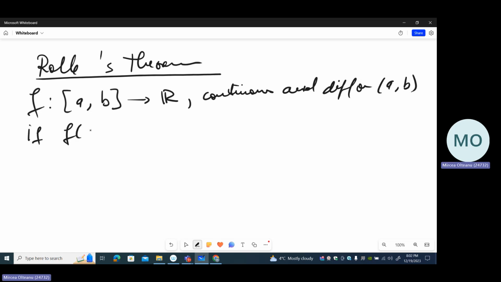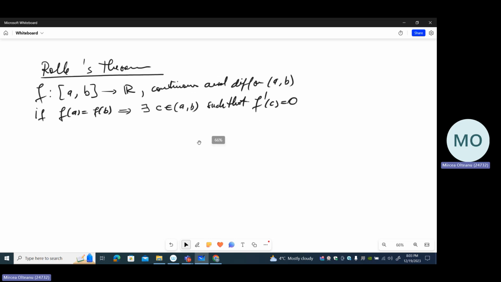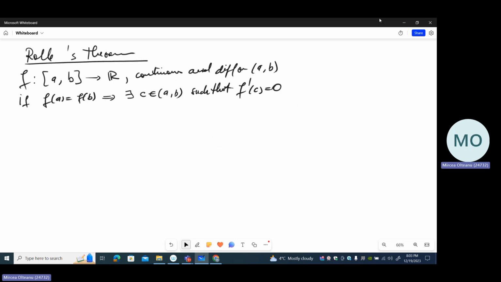If f of A equals f of B, that means at the ends of the interval the function takes the same value, then the theorem says there exists an element C between A and B such that the derivative of f at the point C must be 0. Attention, the number C is not necessarily unique. The theorem says only that it does exist. Maybe there are more than one.